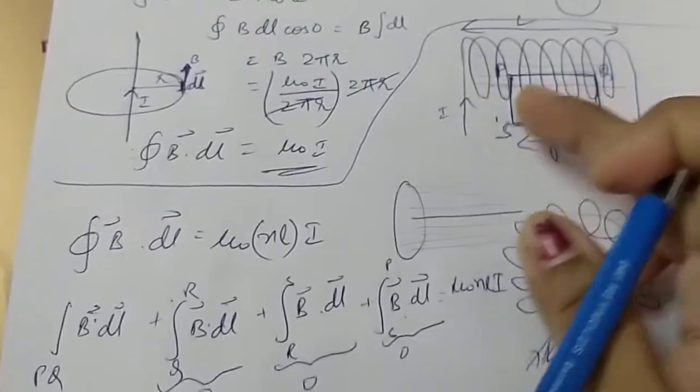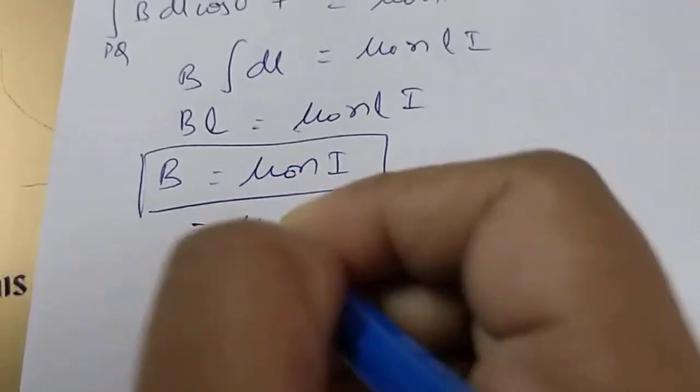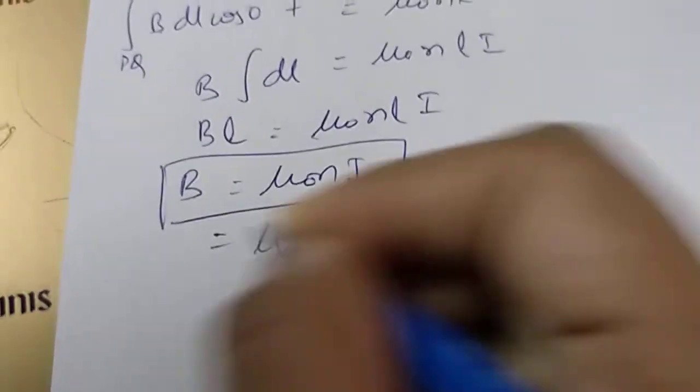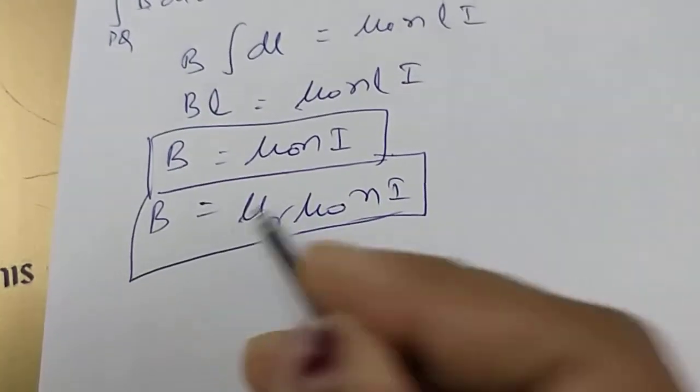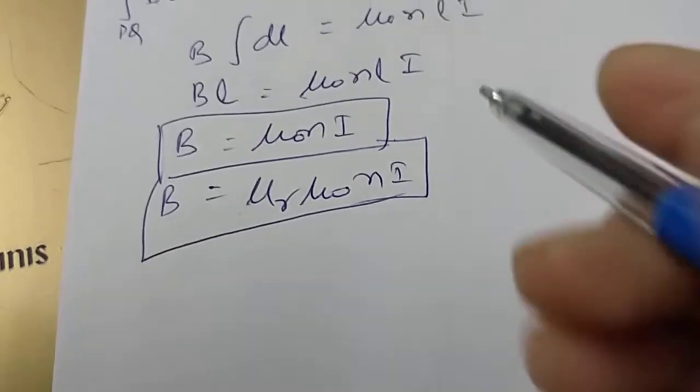Now if you have some other magnetic material inside it, then μ₀ will be replaced by μ₀μr, so B = μ₀μr N I, where μr is the relative permeability of the medium. So that is it for the solenoid.